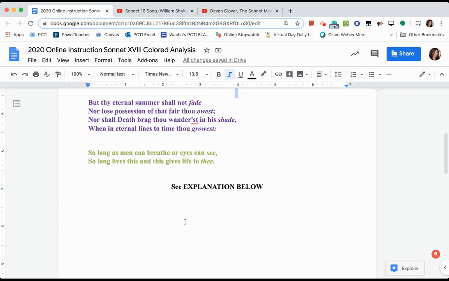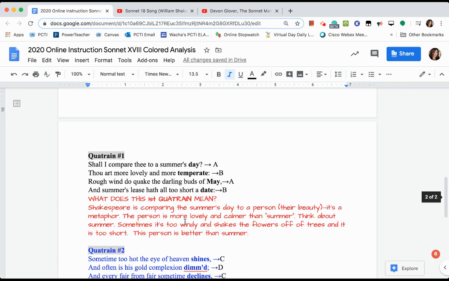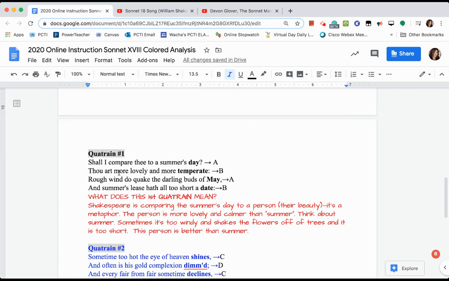So let's check out the explanation below now. So, shall I compare thee to a summer's day? Obviously, it sounds like it's something romantic. So you want to check out what that romantic piece might be.